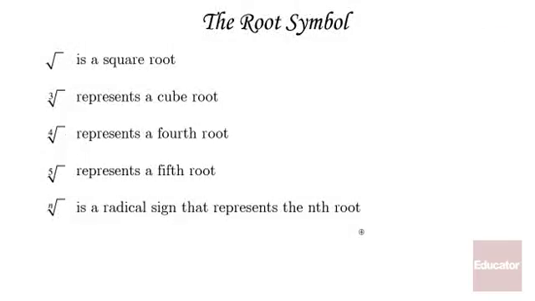So let's look over some root symbols that you may see. Just the symbol itself is a square root, meaning you're looking for two factors, the factor repeated twice. If you have a 3 here, that represents a cube root. The 4 represents a fourth root, the 5 represents a fifth root, and the n is the radical sign that represents the nth root. So this n can go up to infinity.